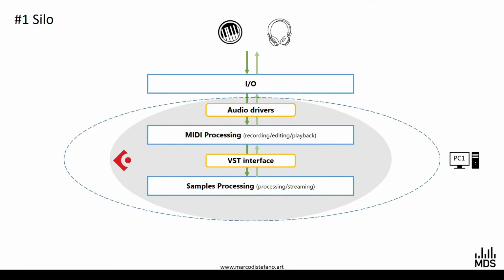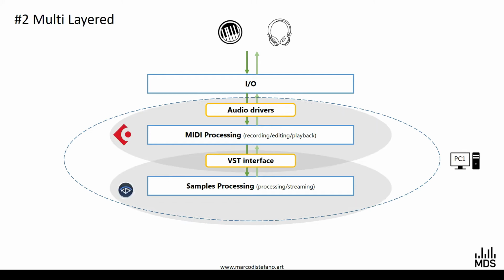So how can we progress, and what can we do to improve this situation? As I said before, this was my situation a few months ago, and then I discovered Vienna Ensemble Pro. I don't know if there are any other solutions on the market which do what Vienna Ensemble Pro does, but this is the one I know, so that's why I'm talking about it. As you can see, you are introducing a new actor inside your PC, which is using the VST interface and decoupling the MIDI processing from the samples processing. Actually, the communication between these two modules happens through the VST interface.